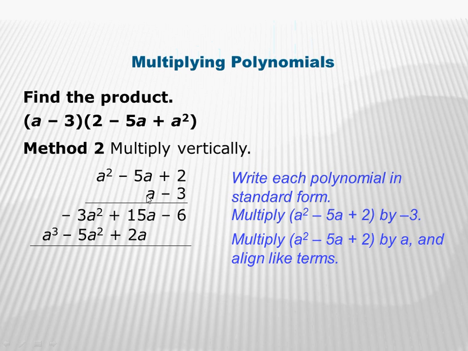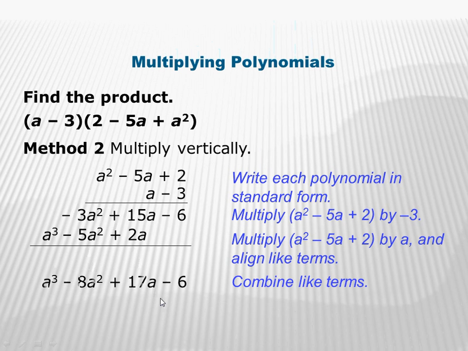So when I do that, a times 2 is 2a, but I'm not going to write it here. I'm going to line it up under my other a term. Then I do a times negative 5a is negative 5a squared, so I'm going to line that up, and then a times a squared is a to the third. Now these are already set up so that the like terms are right on top of each other.